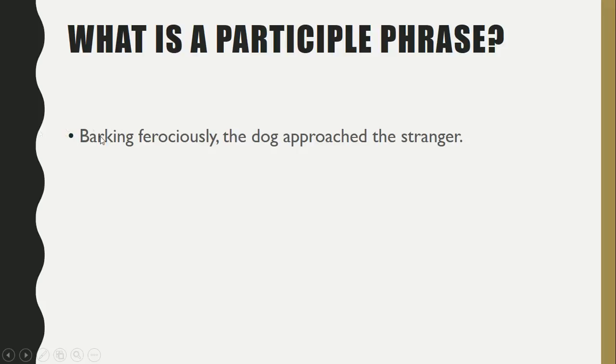So barking is a verbal that is being used to make this sentence a little bit more informational. We're kind of putting two sentences together. So instead of saying, the dog is barking ferociously, the dog approaches the stranger, we make it a little more interesting by putting this idea in front of this idea and combining the two. Ferociously is an adverb that is modifying barking, but the whole thing together is a participle phrase. The whole thing is one big adjective describing dog.